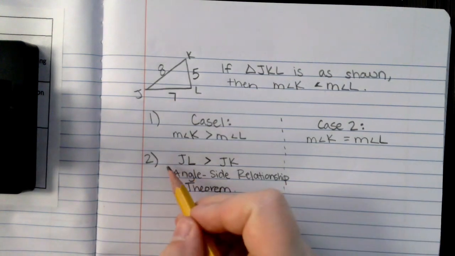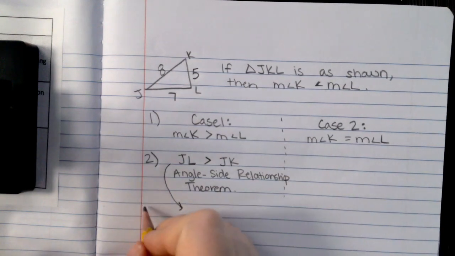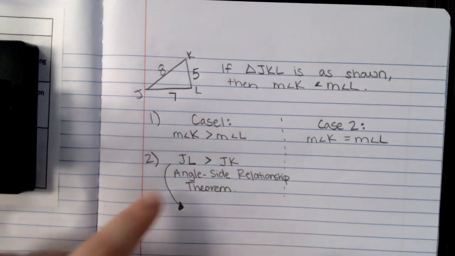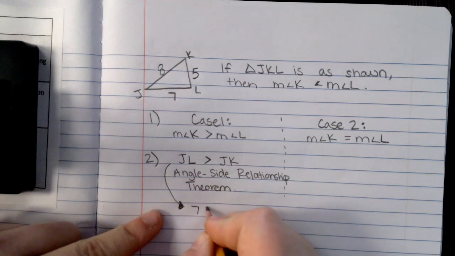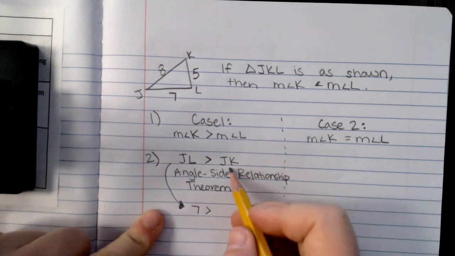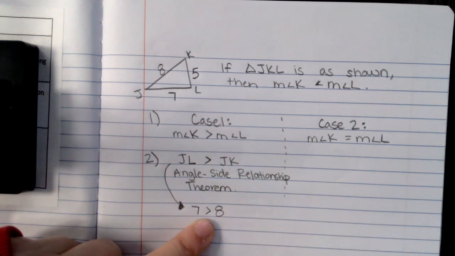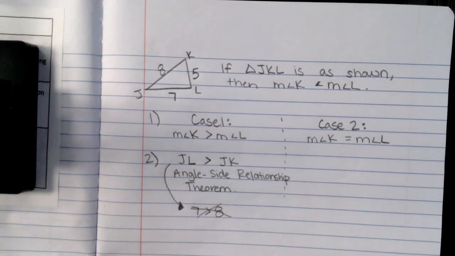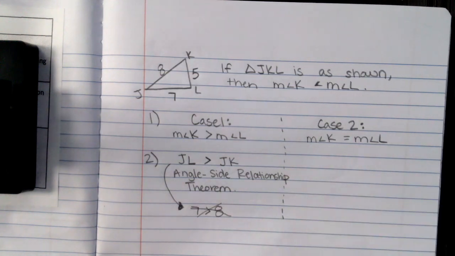But what is JL? What number is JL? 7. Is 7 greater than JK? What is JK? 8. Is 7 bigger than 8? No. So it does not work. So case number 1 for sure, nope, doesn't work. So now what we're left with is either that the angles are equal, or the original, that angle K is less than angle L.